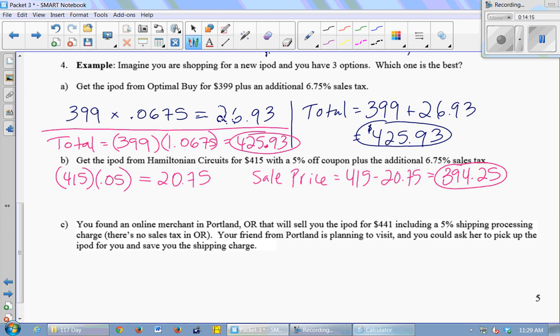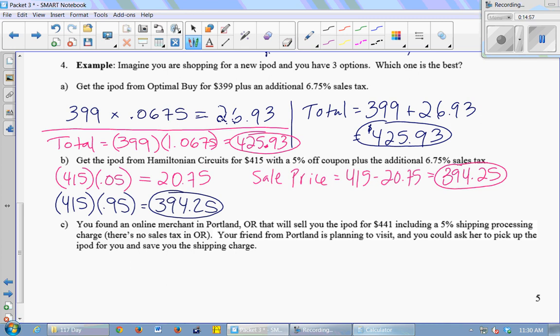I could have gotten that sale price in 1 step, right? If you start with the concept that you're going to pay 100%, and you take 5% away from 100%, what do you get? 95%. So when something's on sale for 5% off, that means you're paying 95% of the price. So you take your 415, you multiply by 0.95, and that should give you your 394.25 in 1 step.